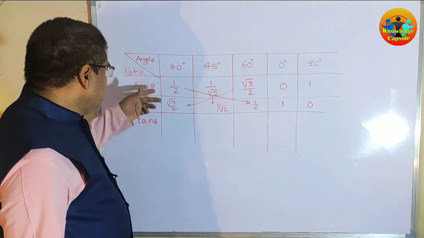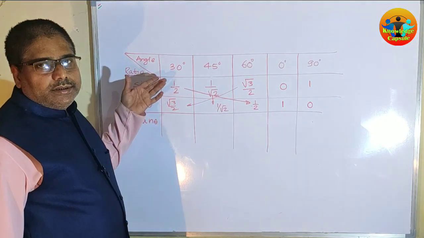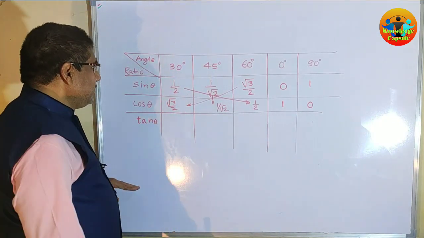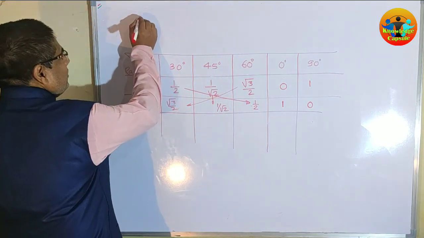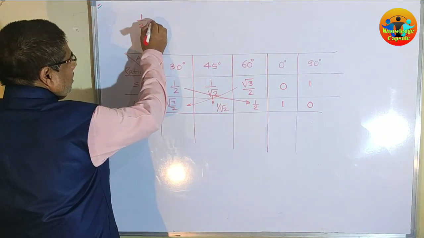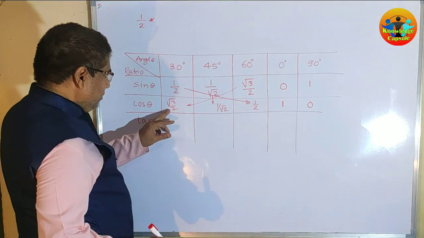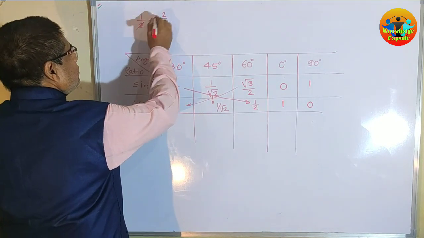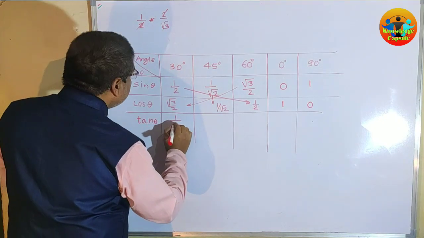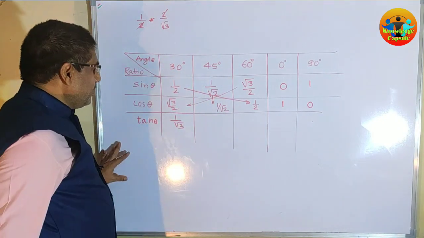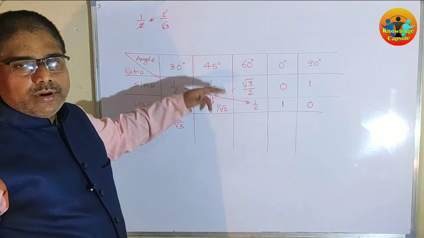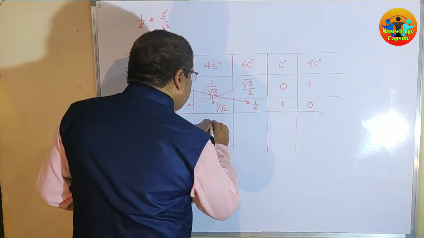Tan 30 is the ratio of sin and cos, that is sin 30 upon cos 30. See, 1 by 2 upon root 3 by 2, it will become 2 by root 3. This 2 will get cancelled. This will be 1 by root 3 value. Tan 45, ratio of these two, sin by cos, 1 by root 2 upon 1 by root 2. It will give you 1 value.